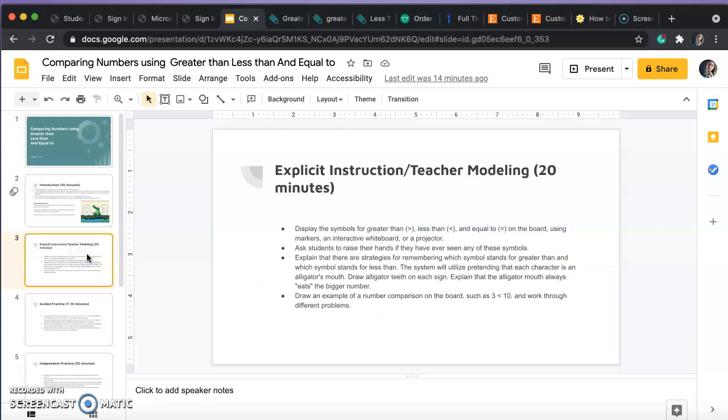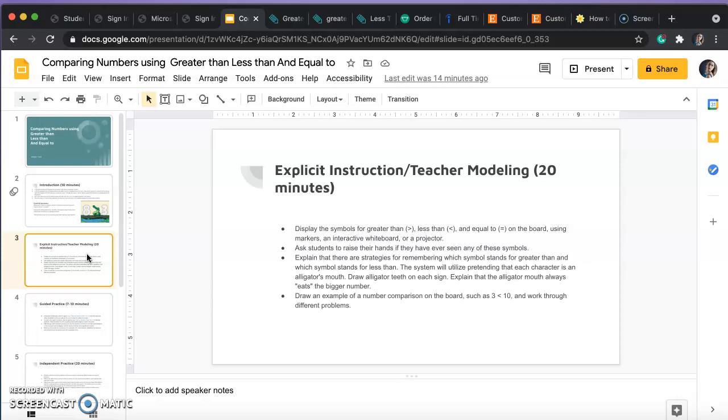Okay, so for the explicit instruction and teacher modeling, it's going to take about 20 minutes. And this is where I'm going to display using either a smartboard, a whiteboard, or a projector, whatever materials I'm granted with. We're going to be displaying the symbols for greater than, less than, and equal to. And I'm going to ask them if they've ever seen this before. And if not, of course, that's why we're here. We're going to learn about it.